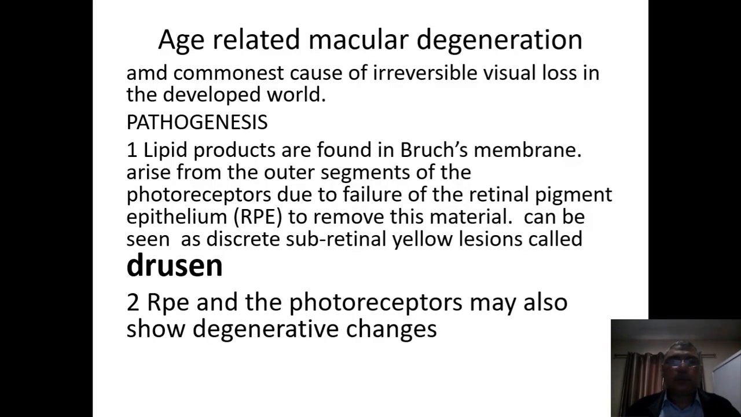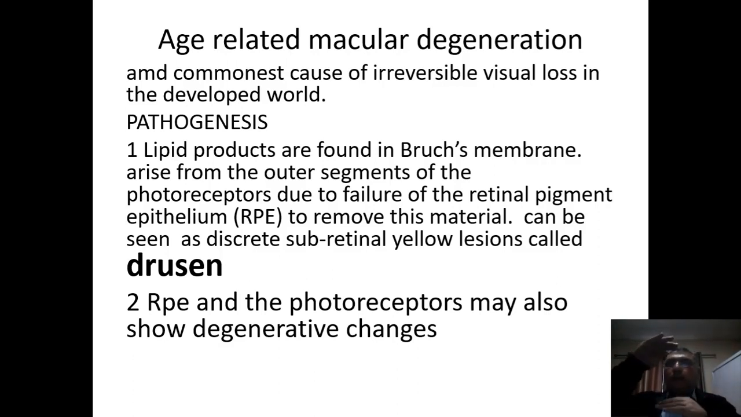Acquired macular diseases. First of all, we are going to discuss age-related macular degeneration, which is the commonest cause of irreversible visual loss in the developed world. The pathogenesis: usually there is lipid product deposition in the Bruch's membrane area, arising from the outer segment of photoreceptors due to failure of the retinal pigment epithelium to remove this material. This can be seen as discrete subretinal yellowish lesions called drusen.